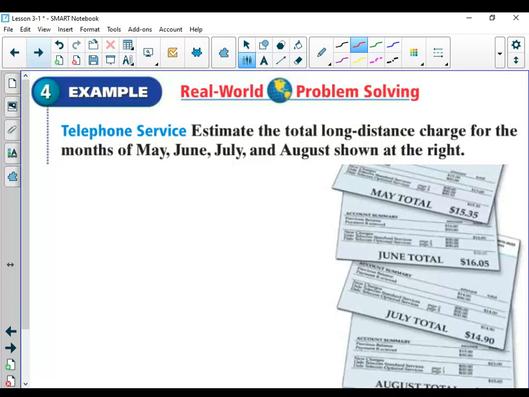Second example. Some people have a phone called pay-as-you-go phone. So they only pay for how much they use it. And if they haven't used it for a couple days, then it's not going to cost them anything. So this one says in May, it cost $15.35. In June, $16.05. July, $14.90. August, $15.05.